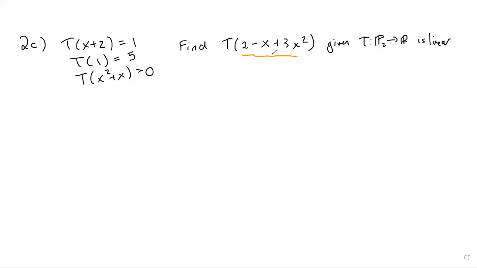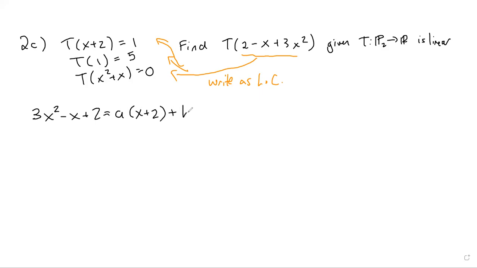And so basically just using these properties of linear transformations, our goal is going to be to write this thing as a linear combination of the three things that we have actual information about. So we should hopefully be able to do this. We'll just set it up. I want to make sure I have 3x squared minus x plus 2 is something times the first one plus something times the second one plus something times the third.